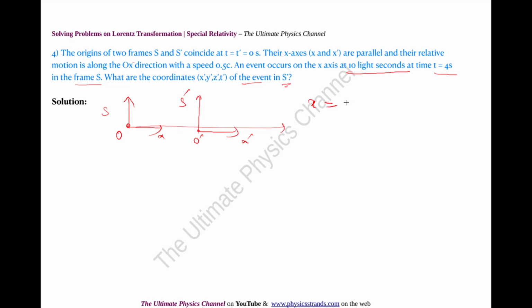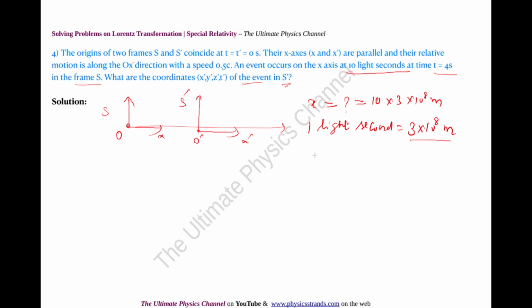1 light second is, we know, the distance light travels in 1 second, and that is 3 times 10 power 8 meters, because the speed of light is 3 into 10 power 8 meters per second. So for 10 light seconds, we have to write here 10 into 3 into 10 power 8 meters. That is the x coordinate. The y coordinate and z coordinate are not relevant to the calculations, so it is not a big deal.